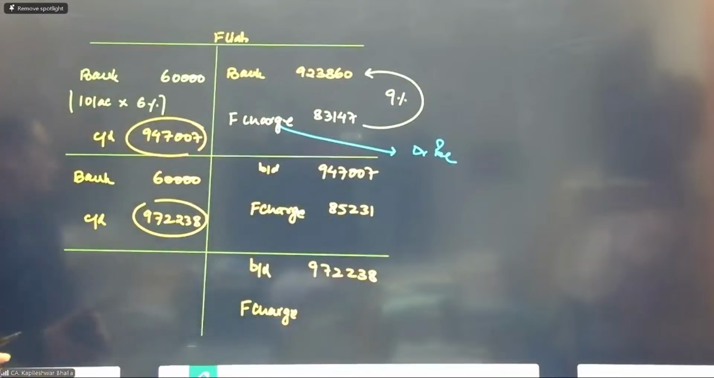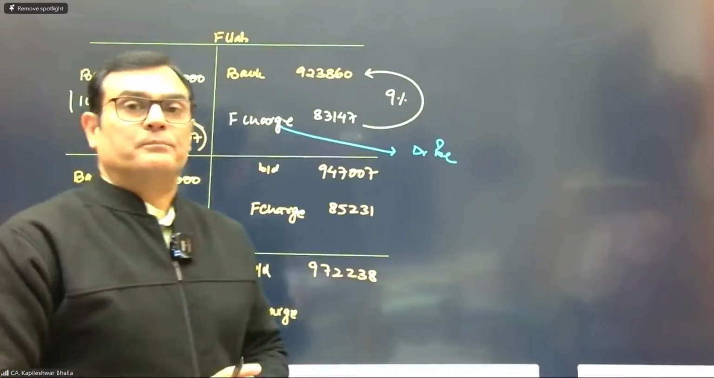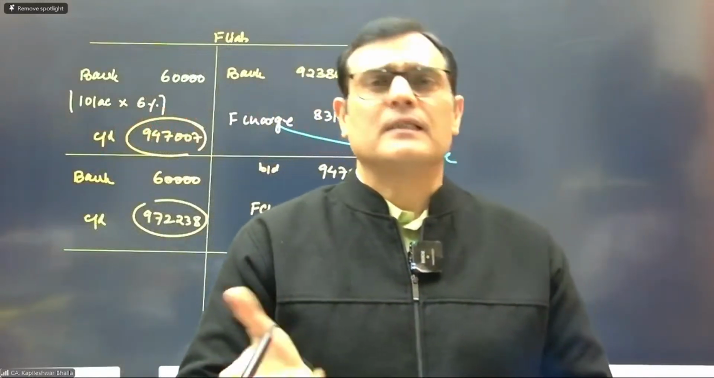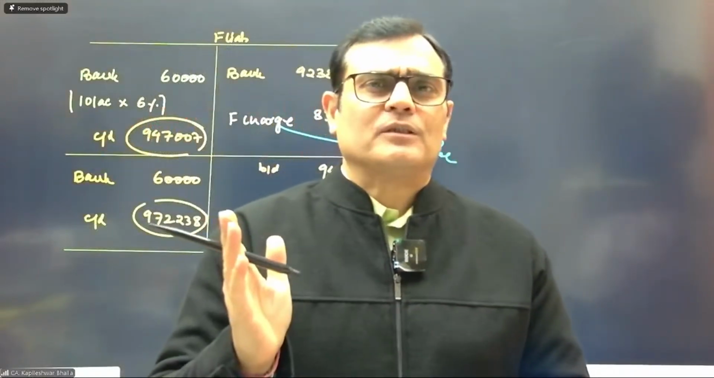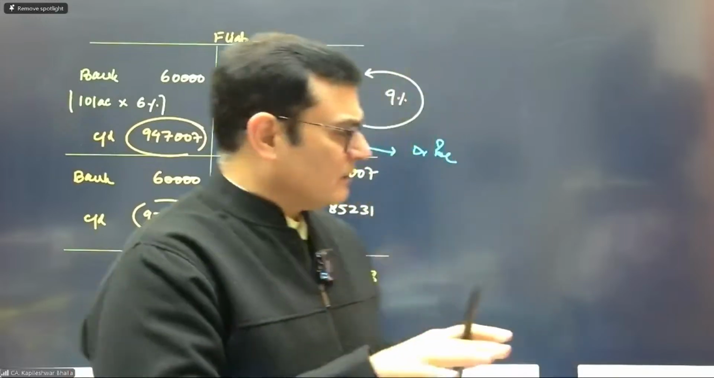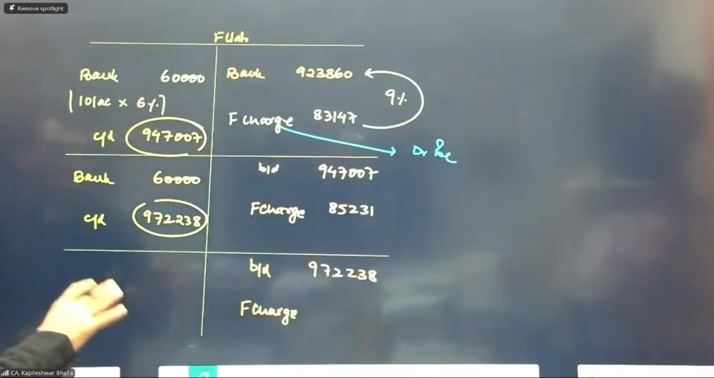I would say in the last year, don't take the interest as a computation. In the last year, we can take it as a balancing figure to match the results. Even if you take 9% on this, it's perfectly okay. But my advice is that in the last year, don't take the interest, we'll take it as a balancing figure.